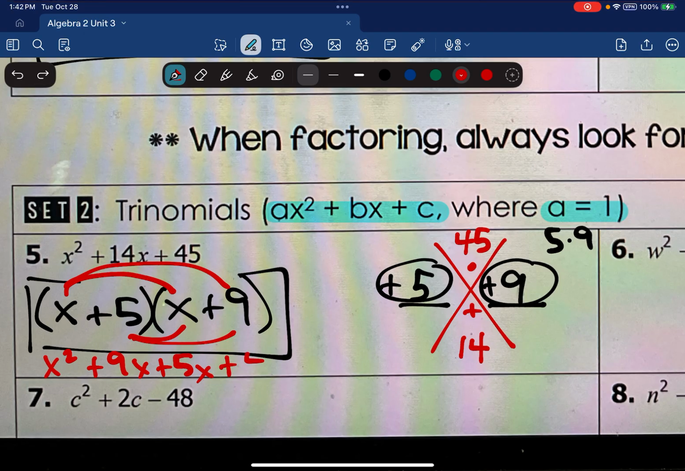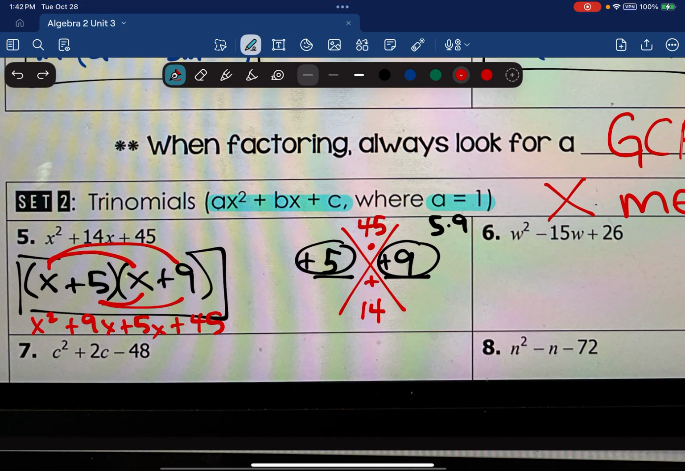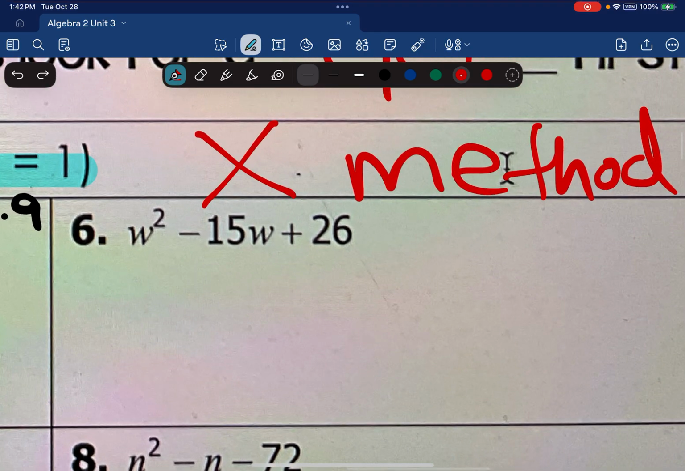All right, I'm going to go ahead and leave that there. I'm not going to re-multiply it back through every time, but you can re-multiply it back through to check your answer. Okay, looking at problem number 6.